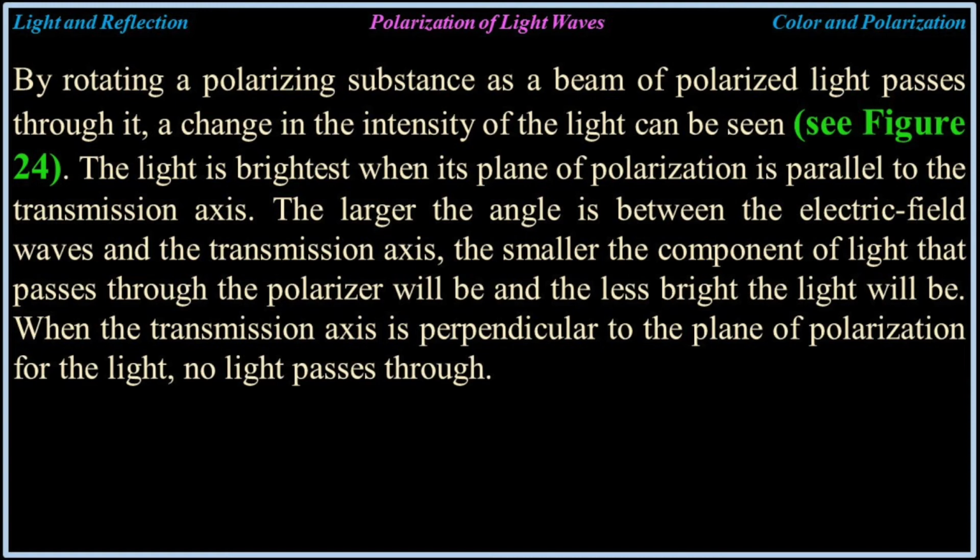See figure 24. The light is brightest when its plane of polarization is parallel to the transmission axis. The larger the angle is between the electric field waves and the transmission axis, the smaller the component of light that passes through the polarizer will be, and the less bright the light will be. When the transmission axis is perpendicular to the plane of polarization for the light, no light passes through.